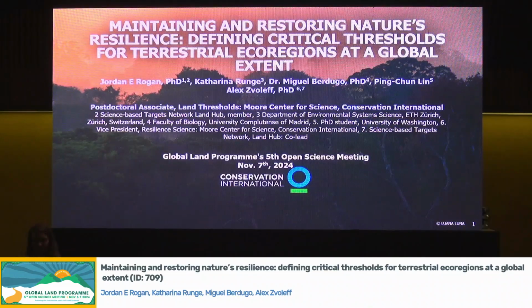I'm very happy to be here in Oaxaca with everyone to talk a bit about some of the research myself and some of my colleagues have been working on, which is maintaining and restoring nature's resilience, defining critical thresholds for terrestrial ecoregions at a global extent.